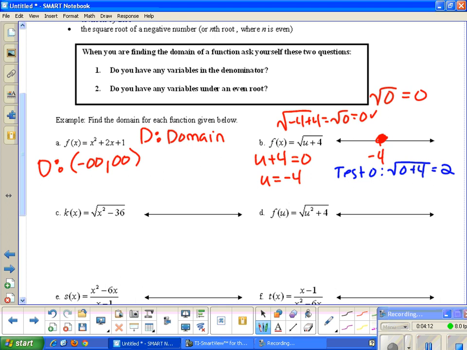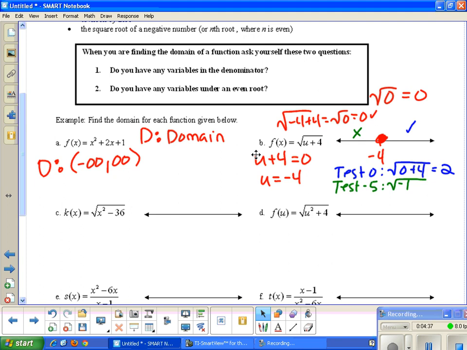Did that give me a negative underneath my radical? No. So that means that numbers on this side of my number line are okay. So let's check the other side. If I test a number less than negative 4, let's just do negative 5. If I plug that in, I would get negative 5 plus 4, which is negative 1. And again, we can't have this. So these numbers over here are not going to work.